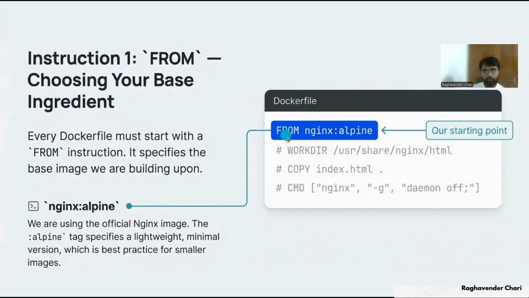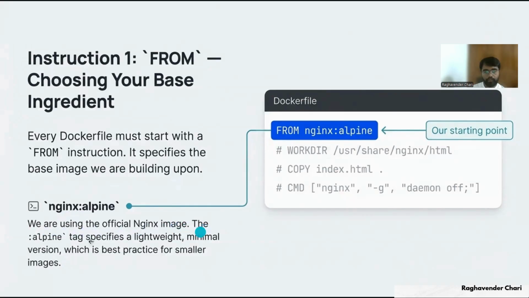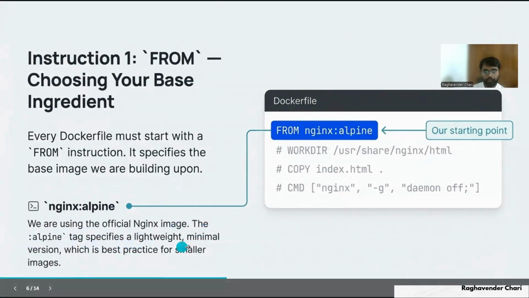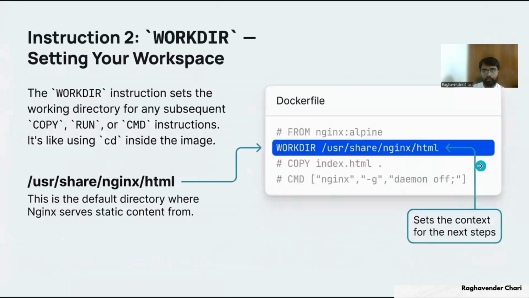First one, FROM: choosing your base ingredient. The first step would be FROM. It's our starting point; every Dockerfile must start with the FROM instruction. It specifies the base image we are building upon, so we need to tell Docker in the first step using FROM. With nginx:alpine, we are using the official Nginx image. The Alpine tag specifies a lightweight minimal version, which is best practice for smaller images. This is not always preferred, but Alpine will make your image lightweight.